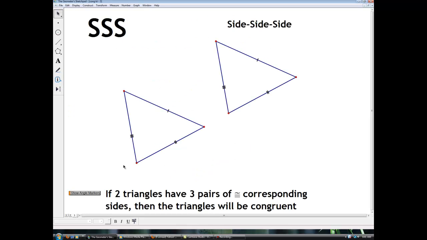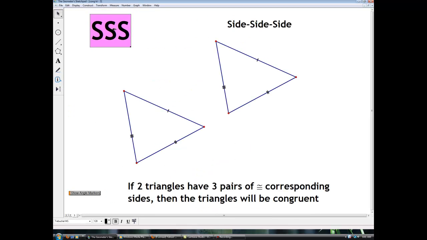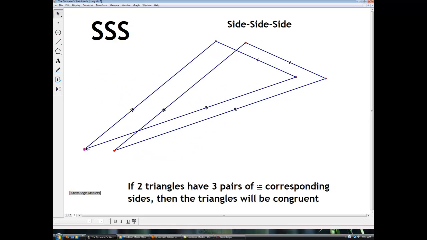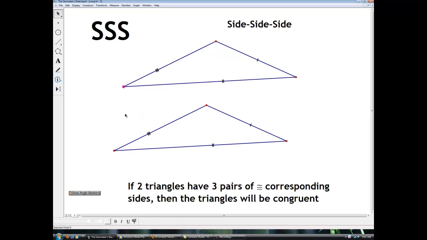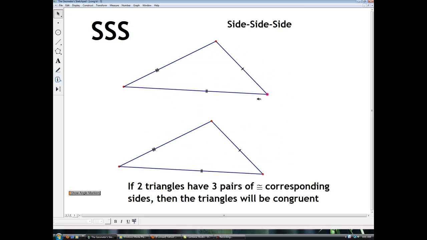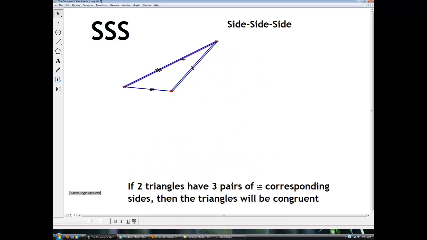The other shortcut we're going to learn about is called side, side, side. And here again I have constructed two triangles that have 3 congruent sides no matter how I adjust them, and I can also demonstrate that by dragging one triangle onto the other. No matter how I change this, we can see that the sides will be congruent. There we go again, congruent triangles.